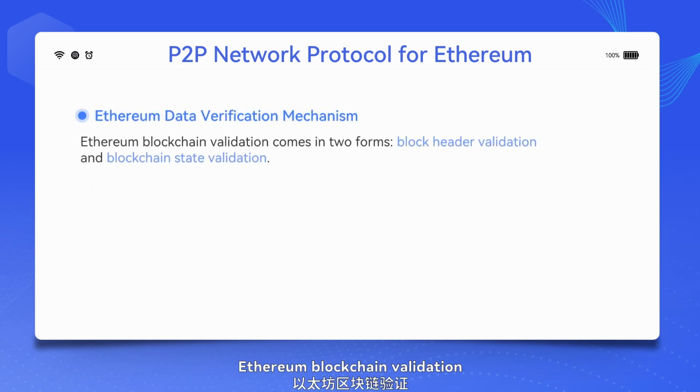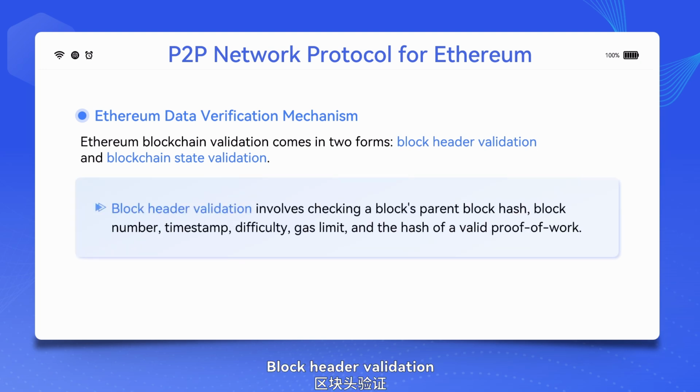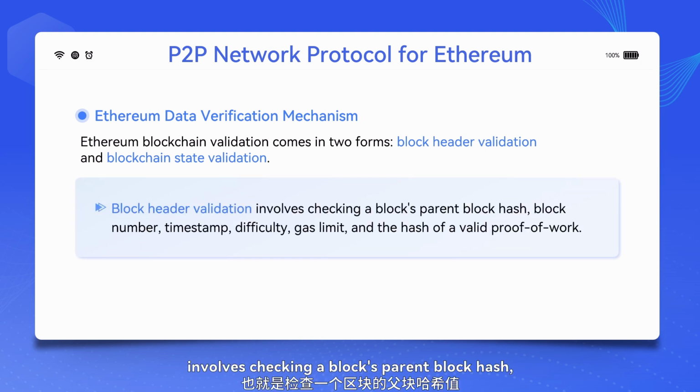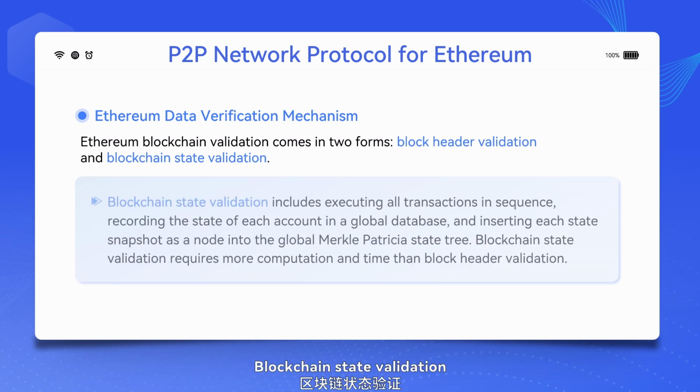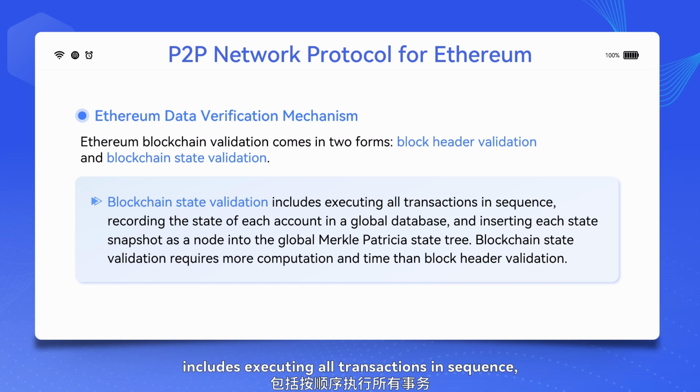Ethereum blockchain validation comes in 2 forms: block header validation and blockchain state validation. Block header validation involves checking a block's parent block hash, block number, timestamp, difficulty, gas limit, and the hash of a valid proof of work. Blockchain state validation includes executing all transactions in sequence, recording the state of each account in a global database, and inserting each state snapshot as a node into the global Merkle-Patricia state tree. Blockchain state validation requires more computation and time than block header validation.